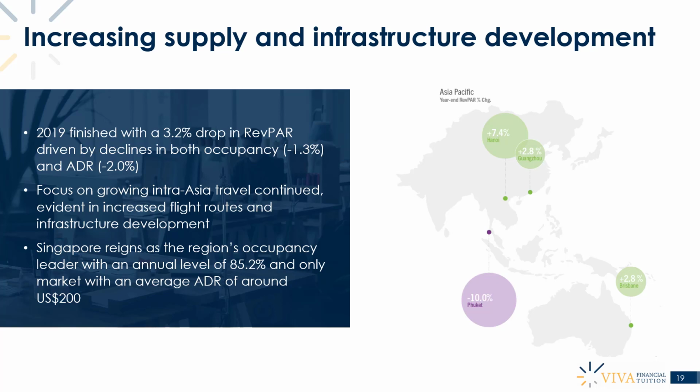Very healthy indeed. And the only market with an average ADR of around US $200. Okay, so Singapore is a very strong country in that region. And there are good signs with the increase of intra-regional travel as well. But you're seeing a 3.2% drop in RevPAR, driven by declines in both occupancy right across the region, minus 1.3%, and ADR down 2%.